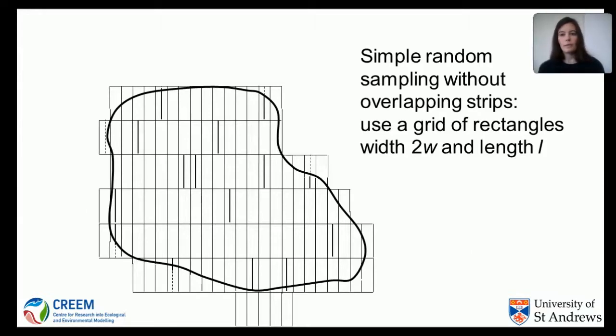Now, similarly to when we were thinking about the point transect designs, you could start off with a simple random design. And here's an example where we've now got a grid of rectangles, each with width 2w and of length L. And those rectangles have been placed across the study area, and a simple random sample has been taken of those rectangles and lines placed within those rectangles, and that's the study design. But again, like the points, you can see that we have lines placed close together, and logistically this might not be an optimal design for you.